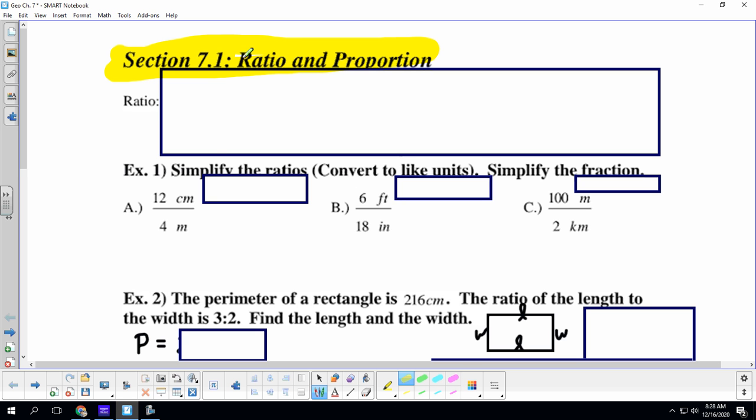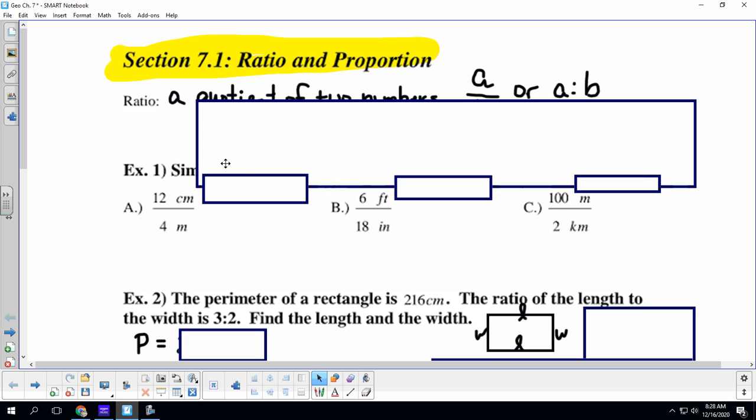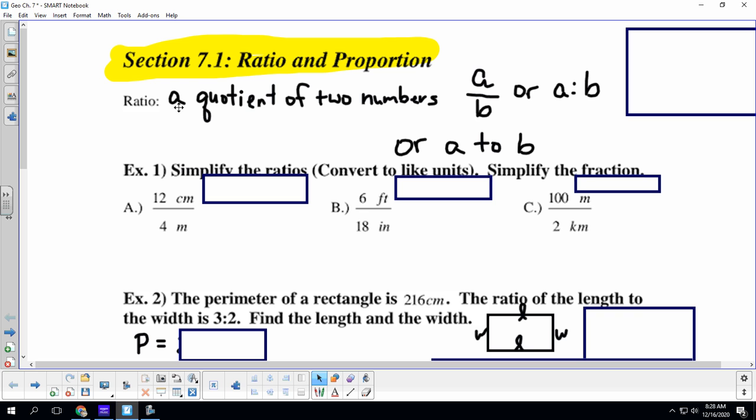So the first thing I want to do is talk about what a ratio is. It's a quotient of two numbers. Quotient means division. So please remember, in order to have a ratio, you need to have two numbers. And there are three ways you can write a ratio. You can write it as A over B. You can write it as A colon B. And in English, we say A to B.